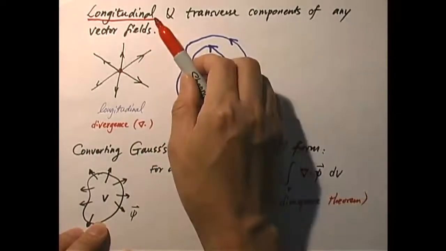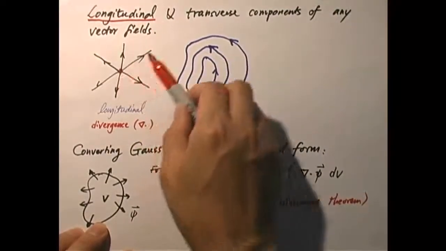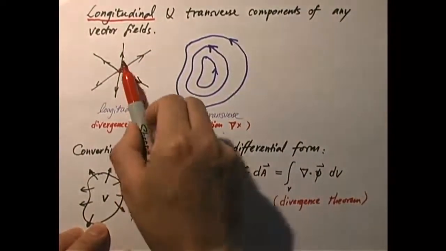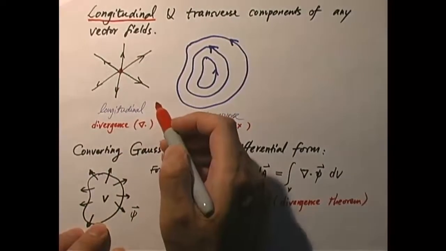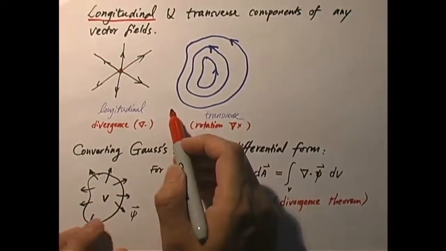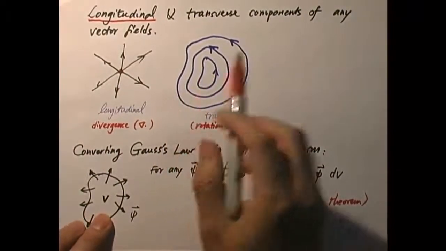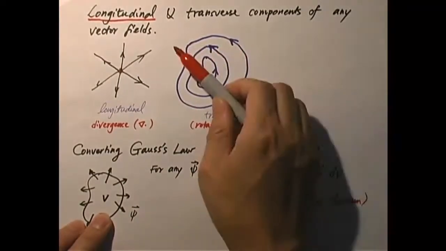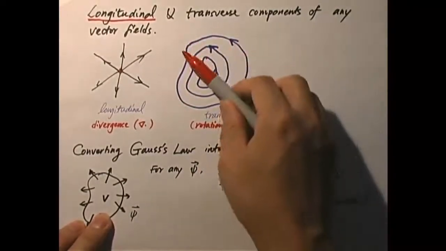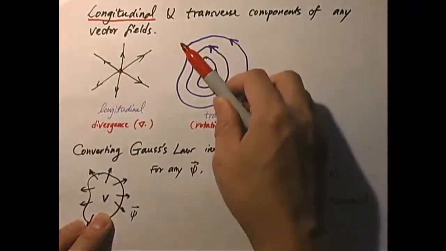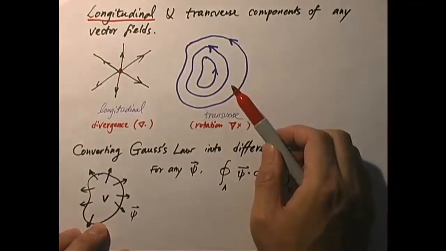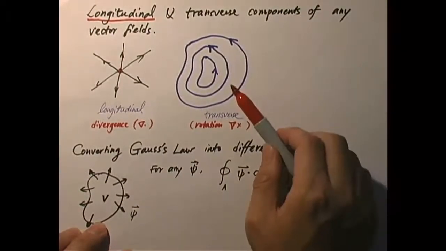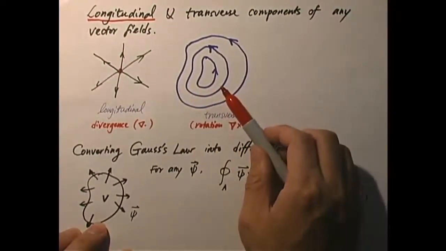So a longitudinal field has field lines emerging from something or disappearing into something. In other words, they have a source where field lines come out, or they have a sink where field lines go in. This is what's called a longitudinal field. On the other hand, a transverse field is like a whirlpool. It has no beginning, no end. The field lines start from nowhere, end up nowhere, and just keep on going. There is no source and there is no sink.